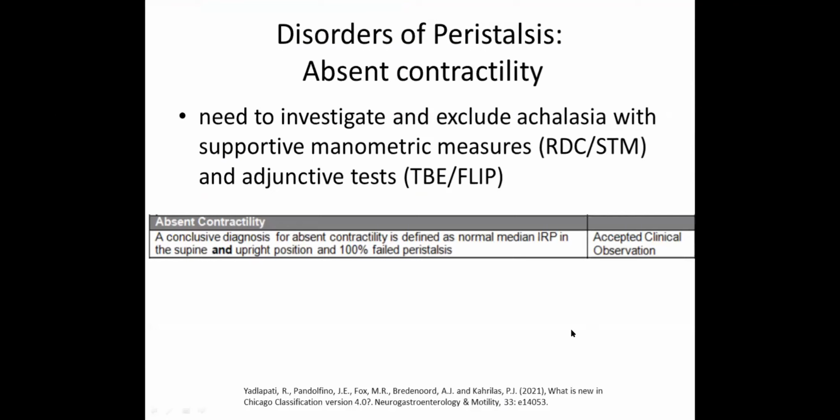So for absent contractility, again, the authors mentioned that you need to investigate and exclude achalasia, right? So you can use provocative maneuvers such as a rapid drink challenge or solid test meal, or other adjunctive tests such as timed barium esophagogram or EndoFLIP to help with the diagnosis of absent contractility. Again, the criteria remains the same, 100% failed peristalsis, but it's just that you need to always consider achalasia in the differential diagnosis.